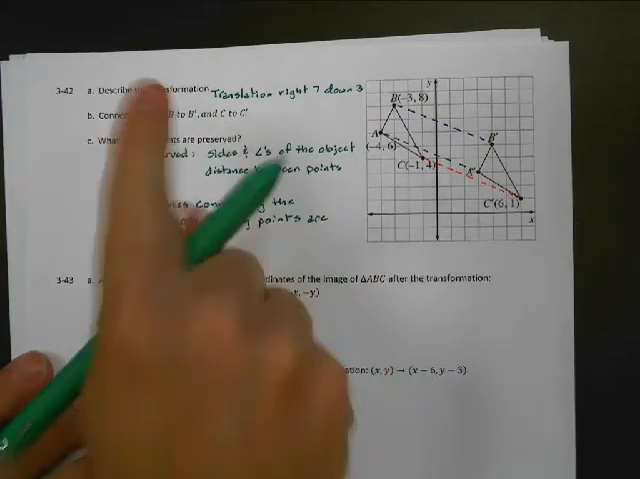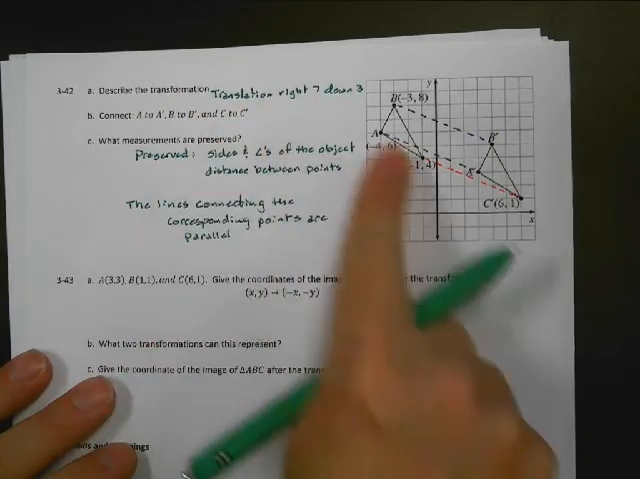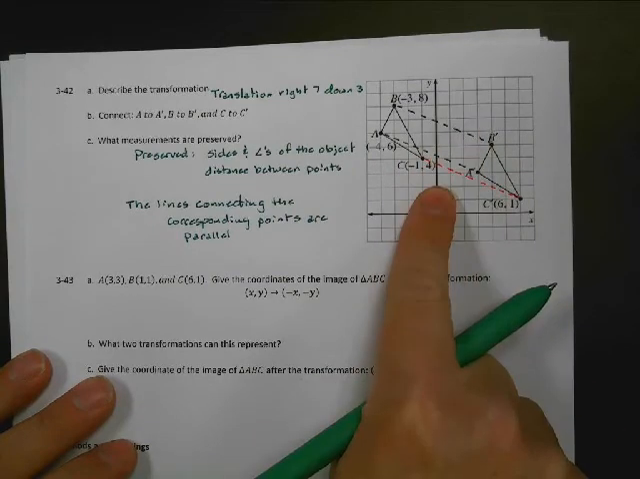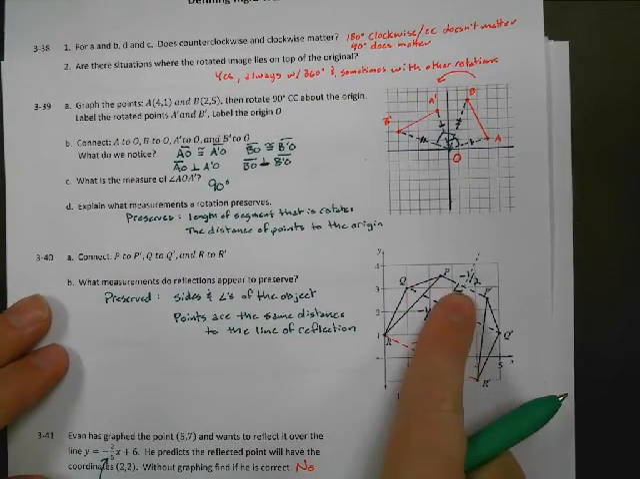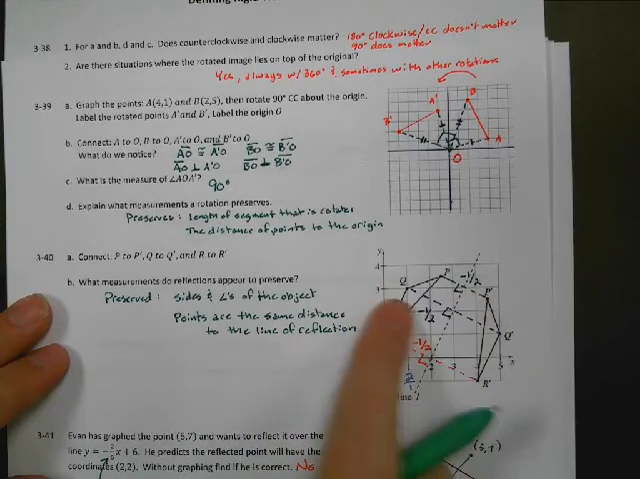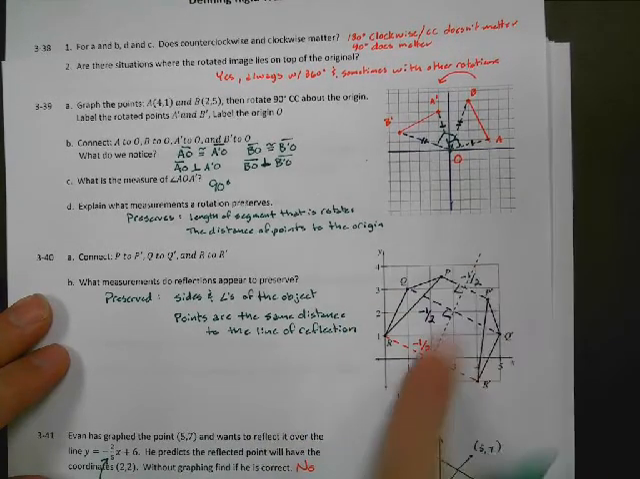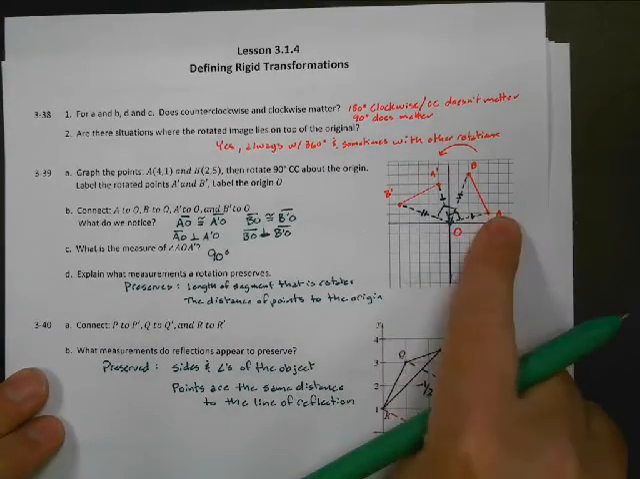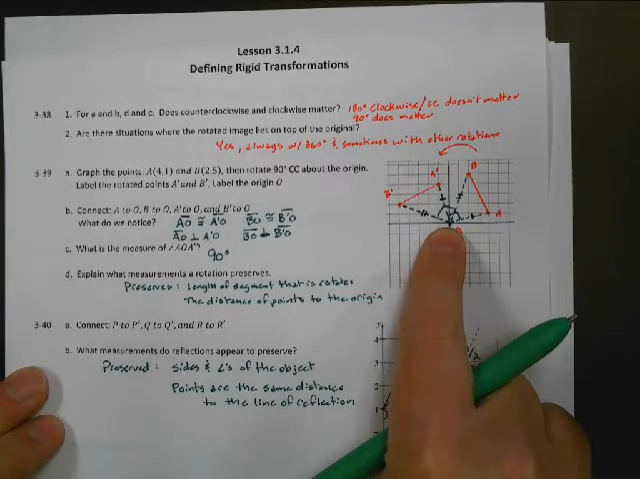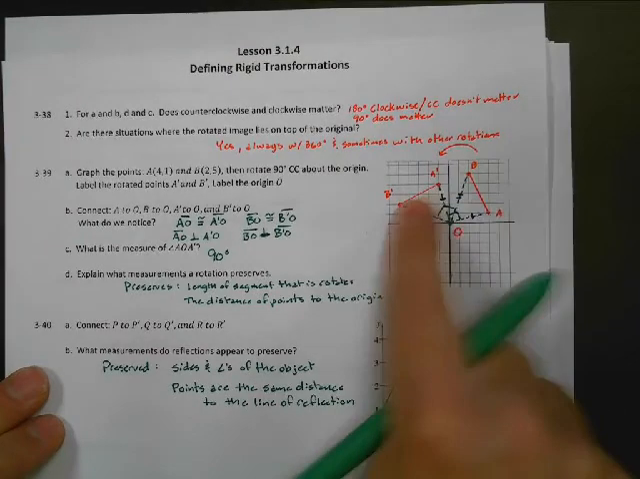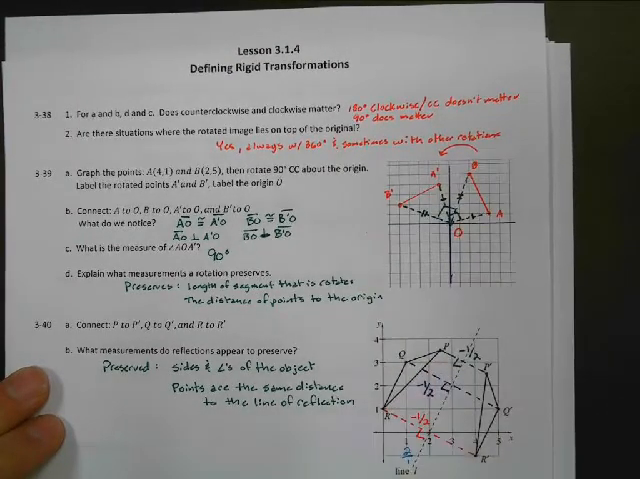So, translations. Point to point is preserved, and the lines that make point to point are congruent. Reflection. Point to line, that distance is preserved. And then these lines end up also being parallel and perpendicular to the line of reflection. Rotations. Point to center of rotation is preserved. And in all three of them, the object keeps its side lengths.